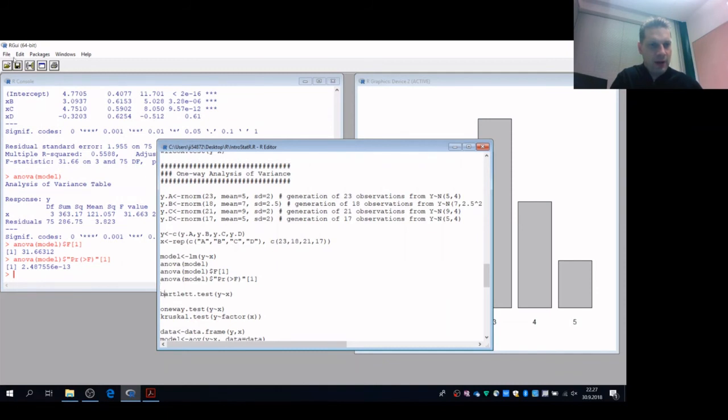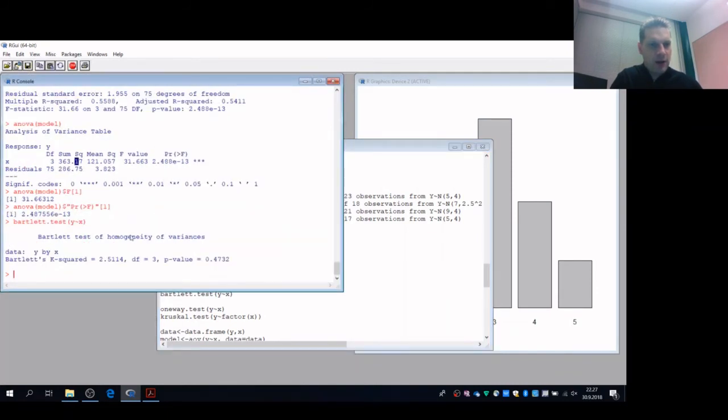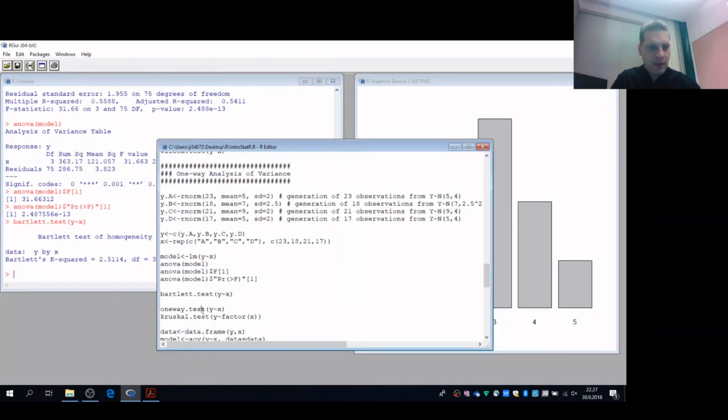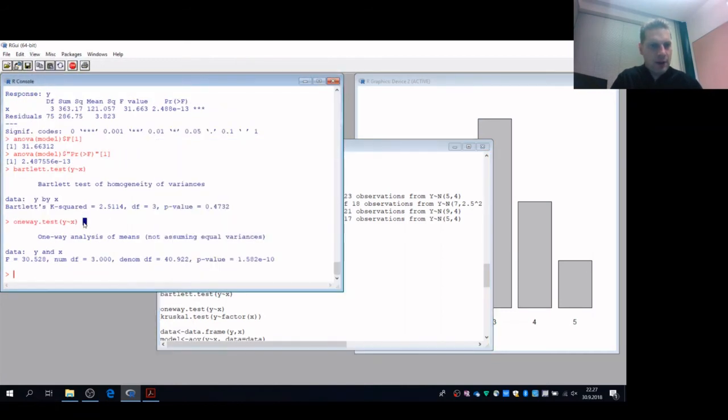We can work with the Bartlett's test to see if the homogeneity of variance is holding. Yes, it holds because the p-value has this sort of a value. However, we can use the one-way test to consider if the variances are not equal. Again, using this test statistic, which has this value and p-value here, we get pretty much the same type of inference. However, you should not use this function if everything is right with the Bartlett's test.